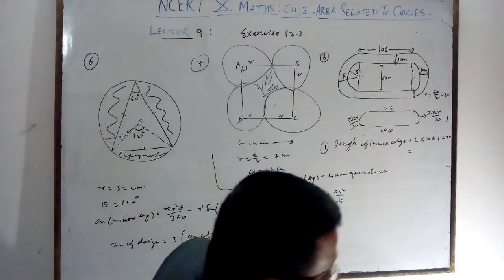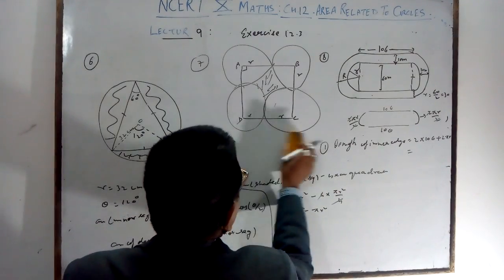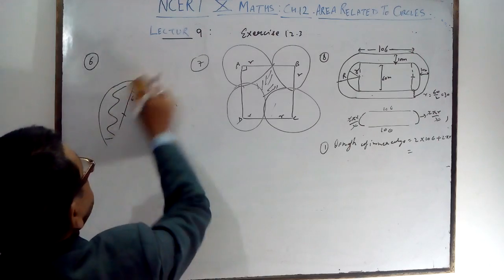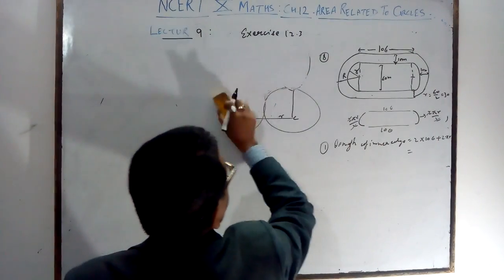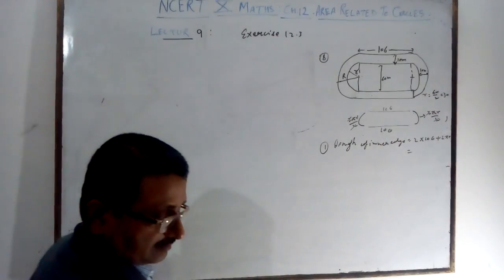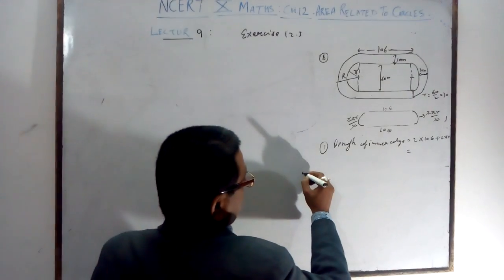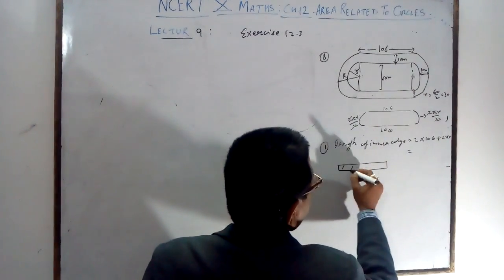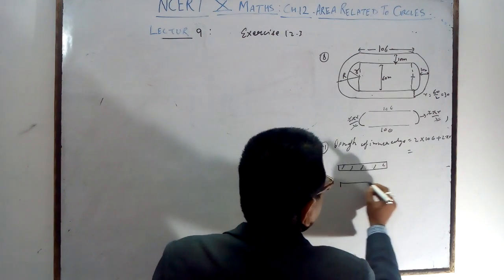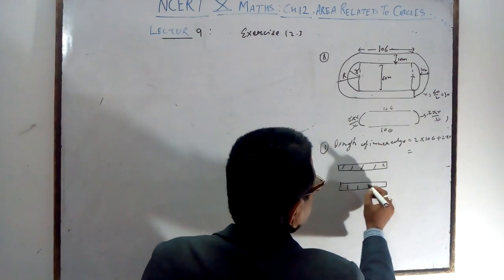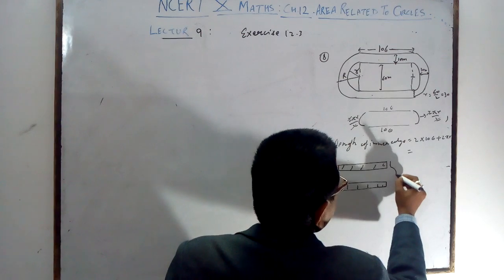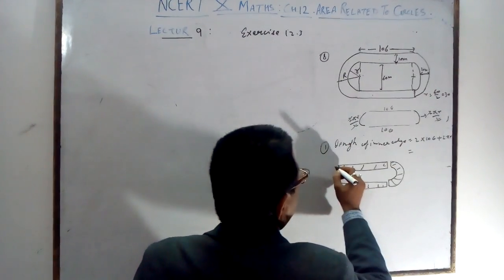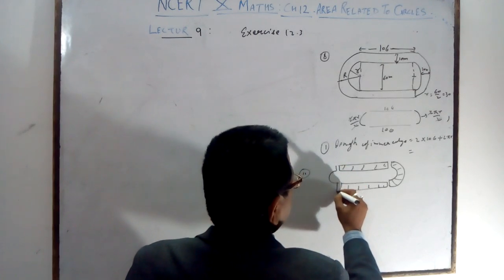What is the second part? In the second part it is given: you want the area of the track. The area of the track means one rectangle here, one rectangle here, one semicircular part here, and one semicircular part here.